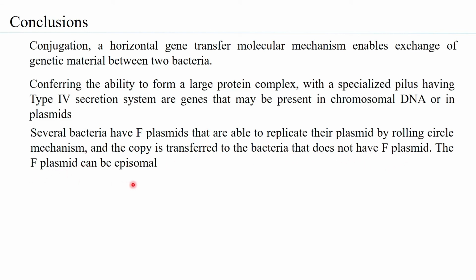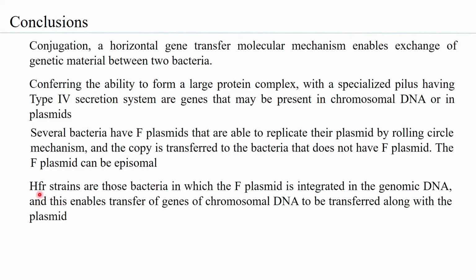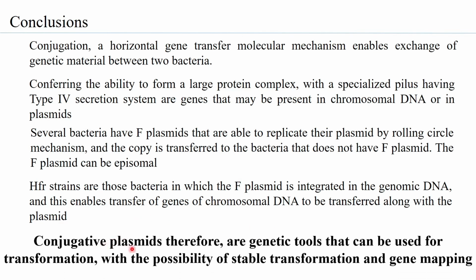The F plasmid can be episomal, and because of this, you have Hfr strains getting formed in which the F plasmid is integrated into the genomic DNA, and this enables transfer of genes of chromosomal DNA from one bacteria to another bacteria. So conjugative plasmids are genetic tools that can be used for transformation with the possibility of stable transformation and gene mapping. Stable because the plasmid can get integrated within the host genome.